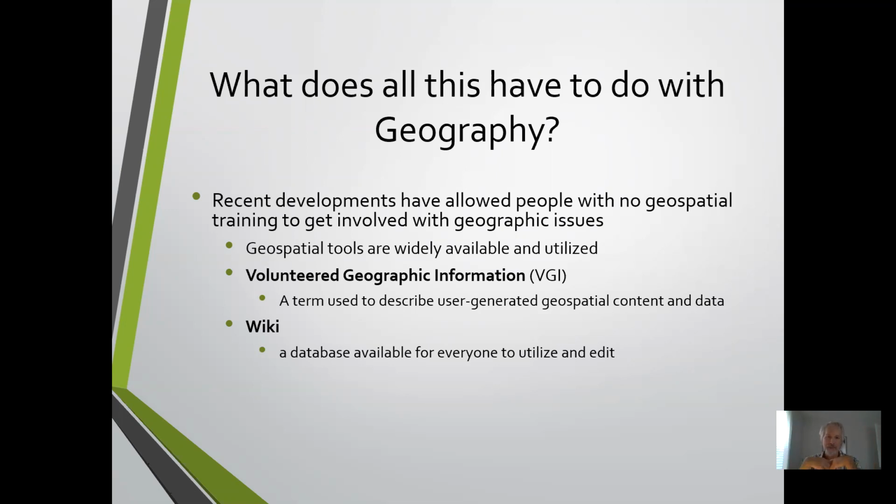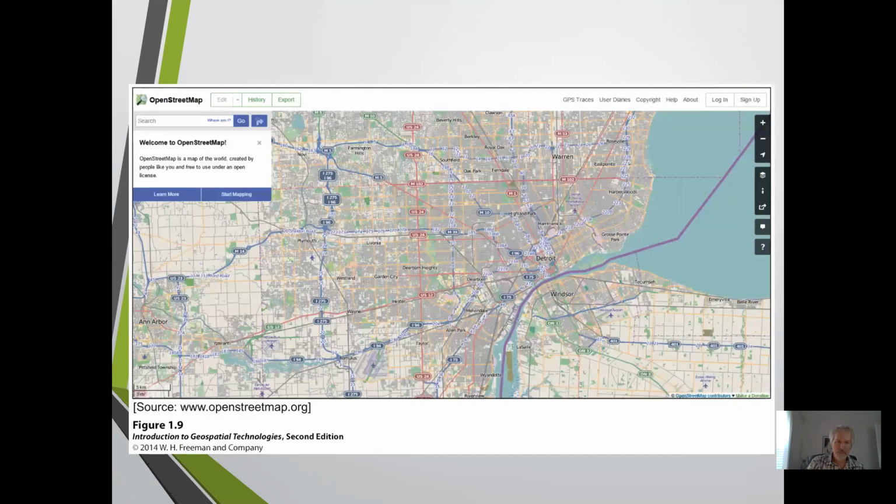So we have that concept of a wiki, which is a database available for everyone to use and/or edit. We're seeing this more and more, and there are a couple of those out there. One of these is called OpenStreetMap. This is open source data, and it's open source code also. So people can go in here and really edit things, put things in here, and add this information.